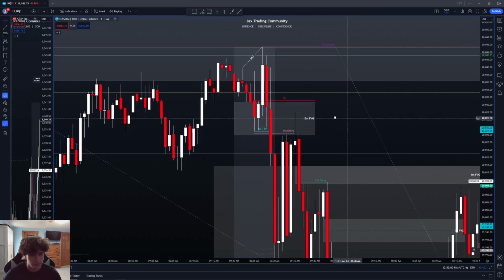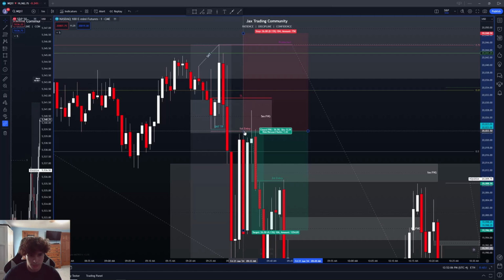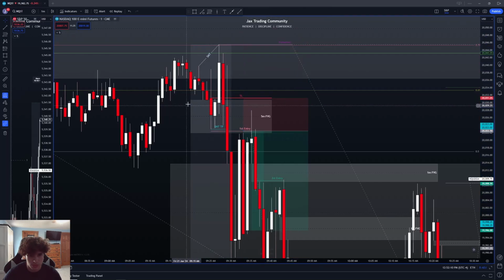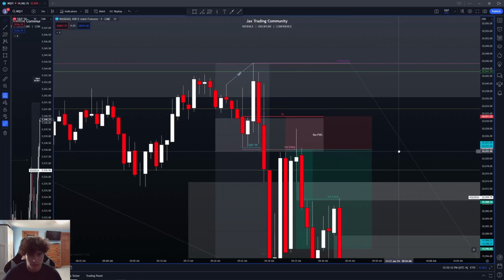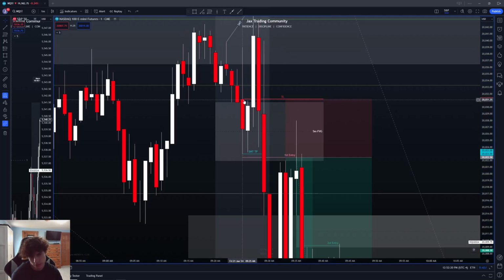So first entry was right here. This would be a short position. Take it on here. I put my stop just like right here. The reason why I didn't want to put it all the way at the top of this wick, I didn't really want to put it at this body candle either, so I just put it at the next body open right here that was above this actual fair value gap.